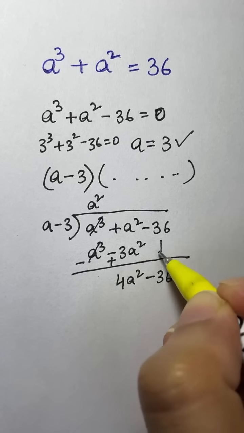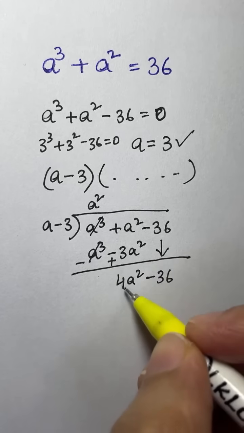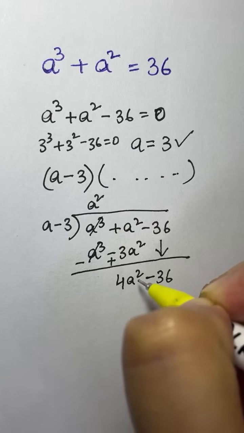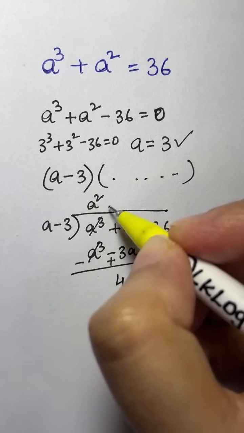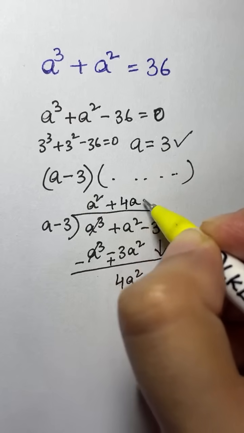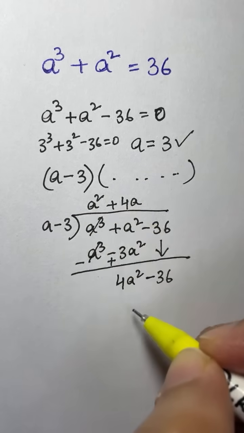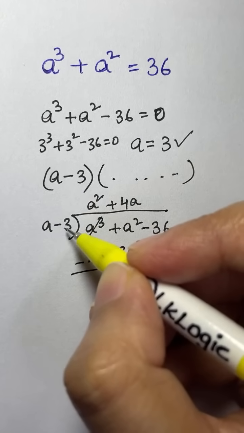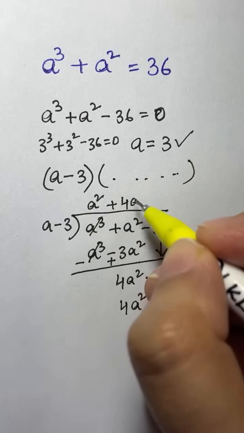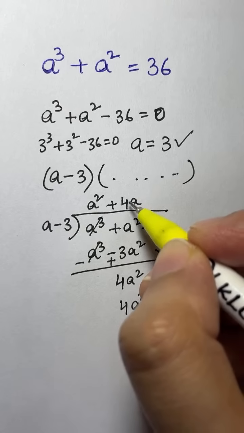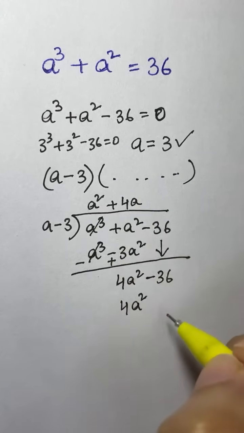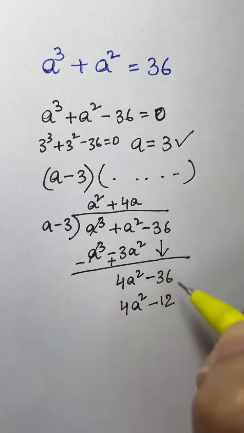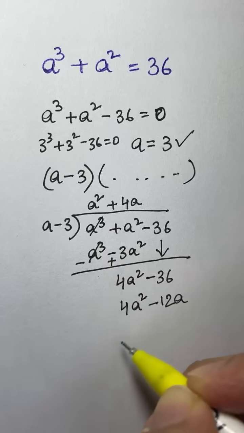Okay, we take down negative 36. Now we have 4a square. What can we multiply here to get 4a square with a? So you can have plus 4a. 4a times a gives you 4a squared. So we have 4a squared, and you should not forget to multiply this. Minus 3 times 4a will give you minus, 4 times 3 is 12, and you have to multiply a. So you have minus 12a.